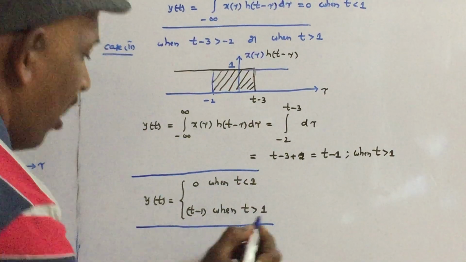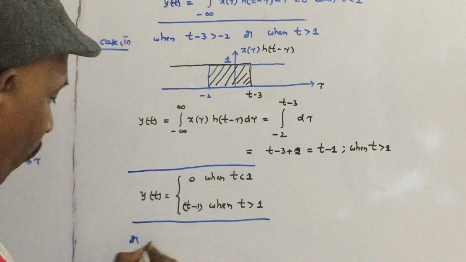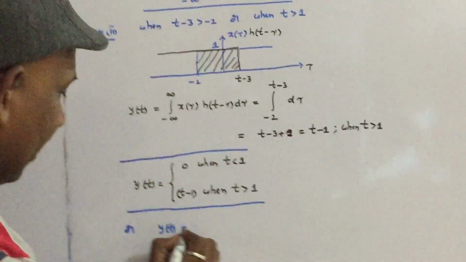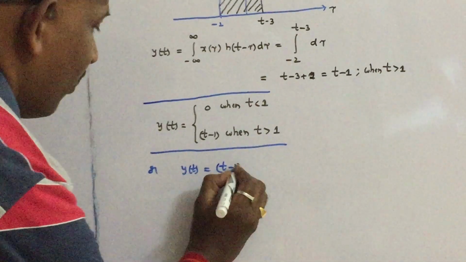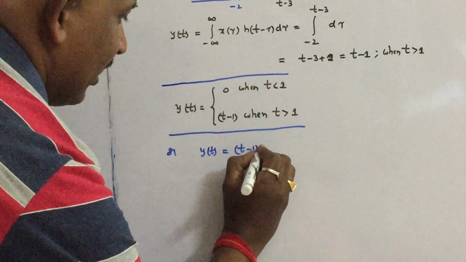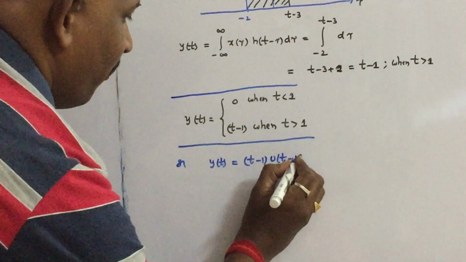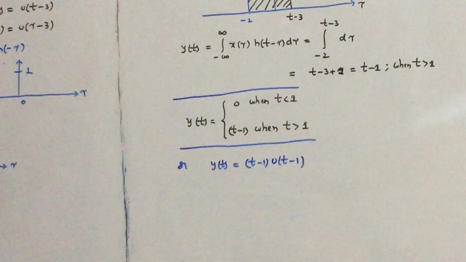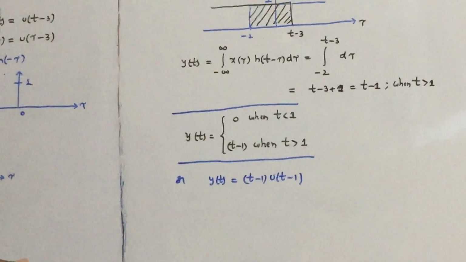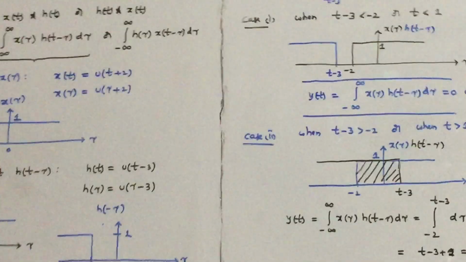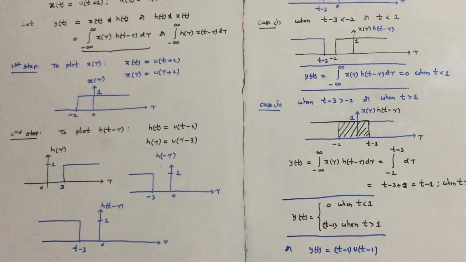You can also write the answer like this: y of t is equal to t minus 1, because this t minus 1 starts from t greater than 1. You have to also mention the answer like this, t minus 1. So this is the answer for this problem by using the graphical method.